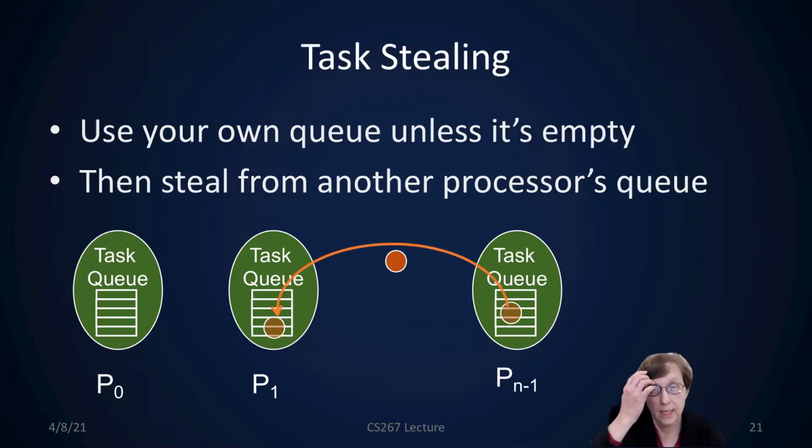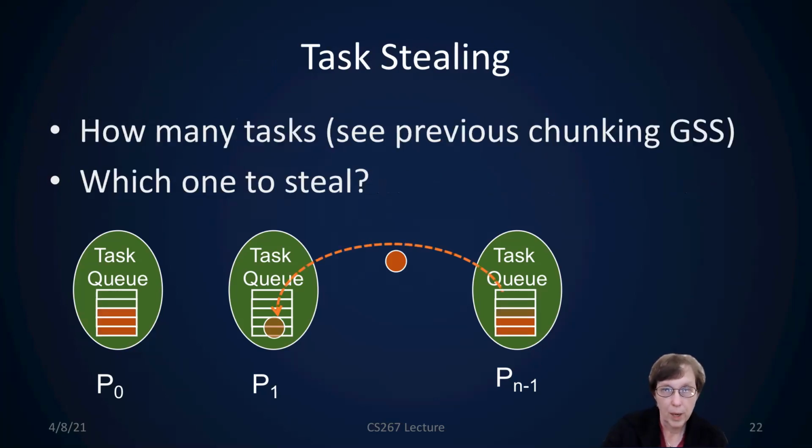So that leads to this idea of task stealing. So you always execute off your own queue unless it's empty. And then if it's empty, you steal from another processor's queue. And the question of how many tasks you steal gets back to the question that we just talked about. So things like guided self-scheduling might come into this, or some general heuristics for basically shrinking the size of the tasks as you execute. You certainly want to get at least chunks of tasks off of other queues if the tasks are relatively small in terms of the amount of work.